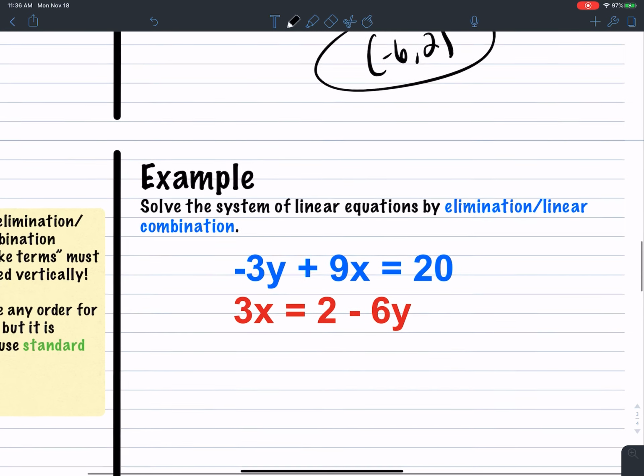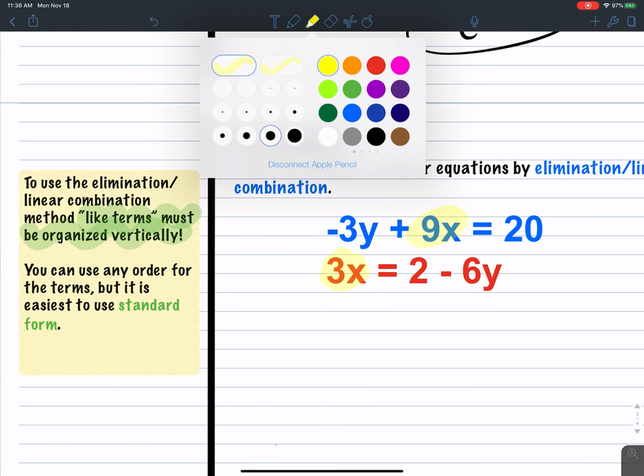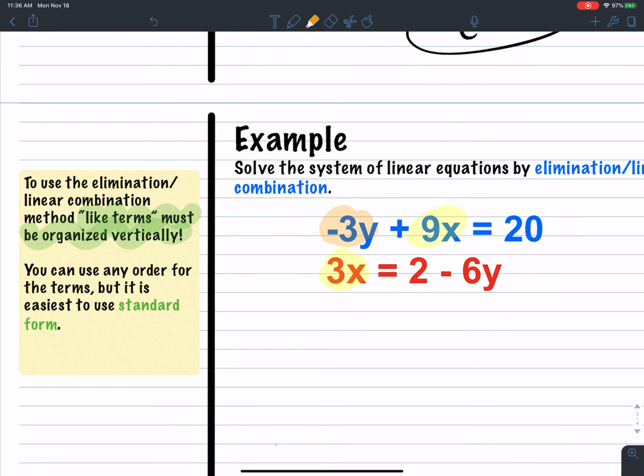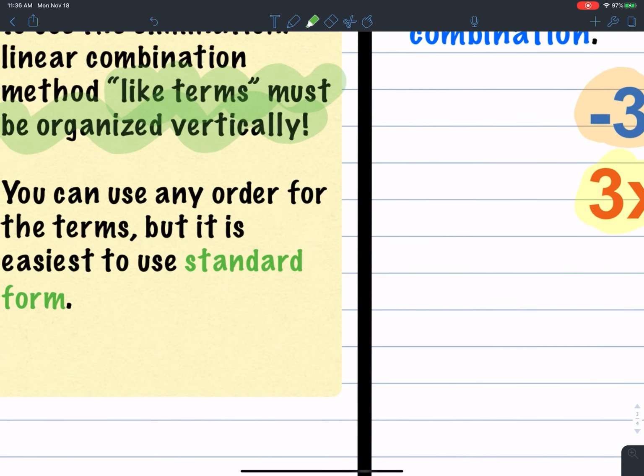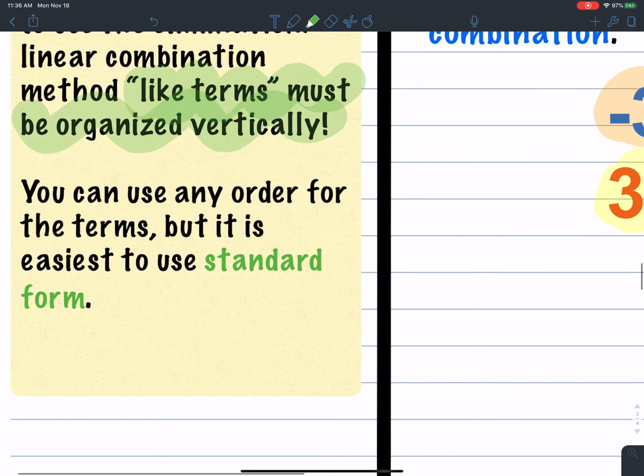Now, the last part of the notes today is just to remind us that in order to use the elimination method, those like terms must be organized vertically. So part of our getting ready to eliminate, we might need to rearrange things. Like when I look here, the x's are not on top of each other, the y's are not on top of each other, and the numbers are not on top of each other. So I might need to rearrange things. Now, as it says in your notes here, you can use any order you want to rearrange things, but it's usually easiest just to use standard form of a line.